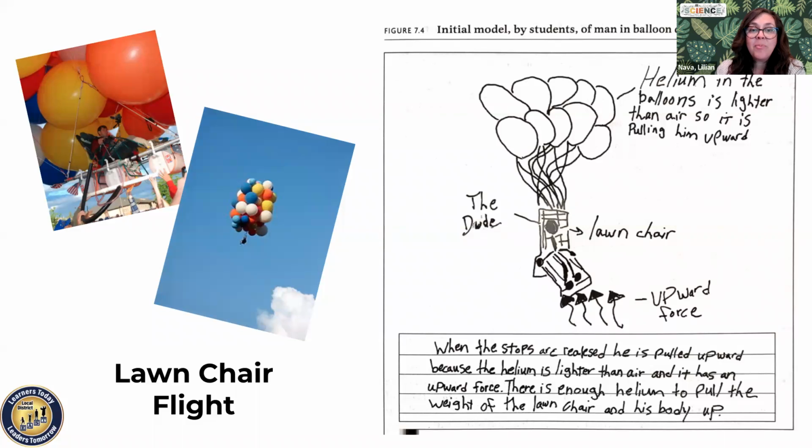So here's an example of a student initial model to the lawn chair flight phenomenon. Inspired by the movie Up, Eric Rohner took it upon himself to make it a reality. Using helium-filled balloons attached to a lawn chair, he successfully took flight and managed his aircraft to end with a safe landing. So students were asked to draw a model and explain how Eric was able to do this.